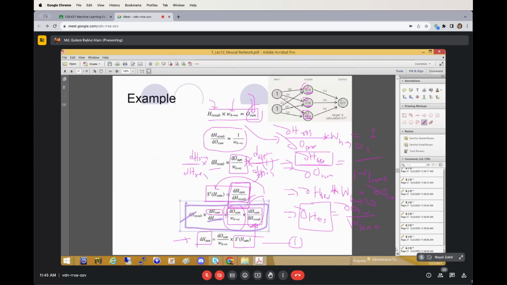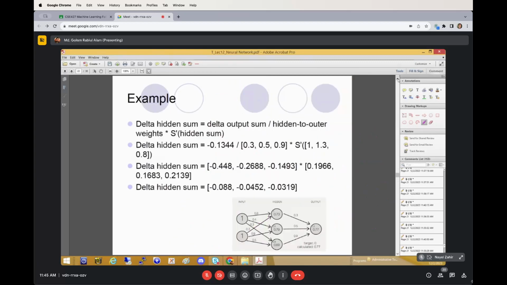So we already got the delta hidden sum, but that is not the target. The target is to find out our delta of input to hidden layer weights. So actually we need to find out the delta of W of input to hidden layer weights, that means the rate of change of W. Currently we are getting delta H sum, so at first we determine the delta H sum. Here delta hidden sum is delta output sum divided by hidden to output layer weights and sigmoid of the hidden sum.